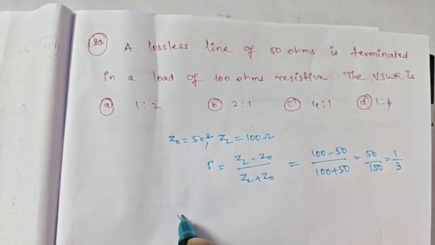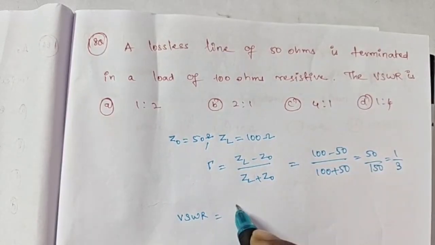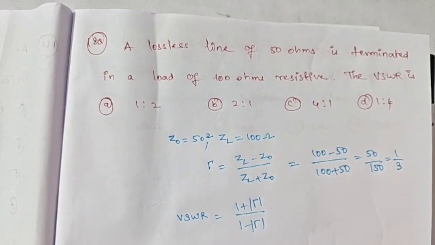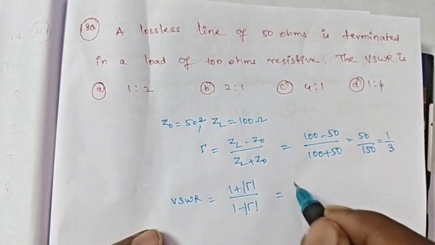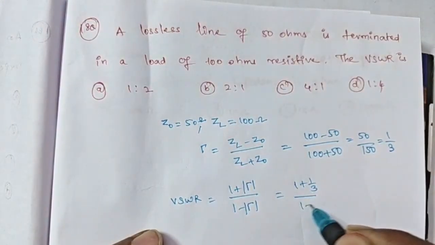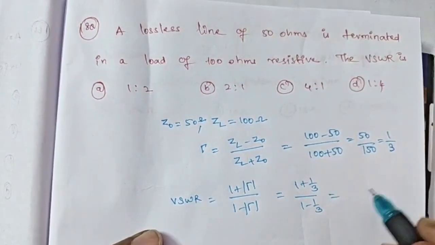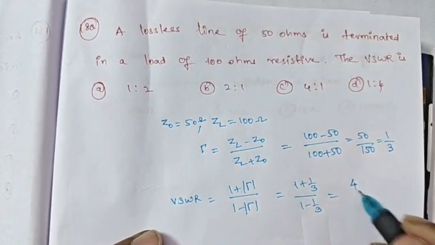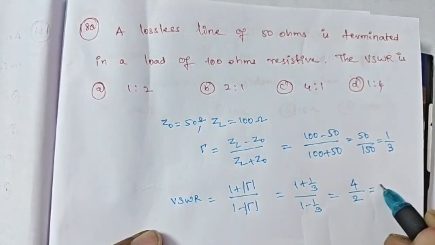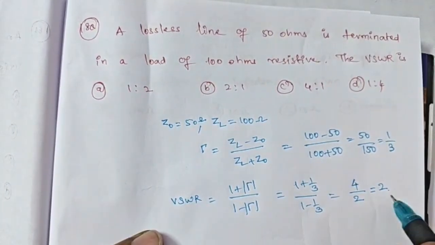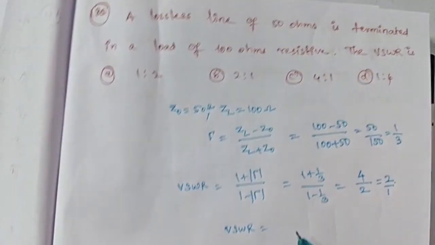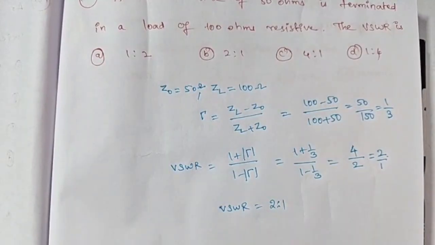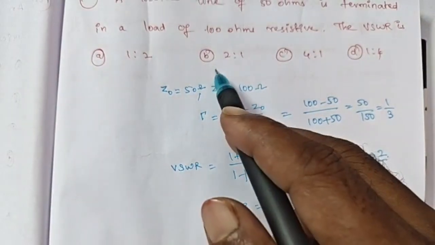Now what is the VSWR formula? Which is (1 plus mod gamma) by (1 minus mod gamma). That means the magnitude of the reflection coefficient. So if I substitute, (1 plus 1 by 3) by (1 minus 1 by 3). If I do the LCM and simplify, (3 plus 1) by (3 minus 1), 4 by 2, which is 2. So VSWR is 2 by 1. Okay, so in ratio form we can write VSWR as 2:1. So option B will be the correct answer.